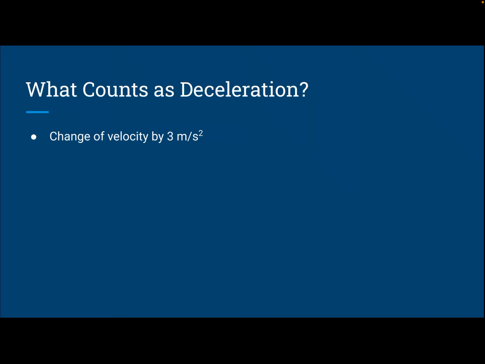Like I talked about in last week's video, if you are going at a speed of 3 meters per second and then the next second you're going at a speed of 1 meter, you're totally stopped, that will count as a deceleration. If you're going at a speed of 5 meters per second and then you slow down to 2 meters per second, that will count. It has to meet that 3 meters per second threshold.